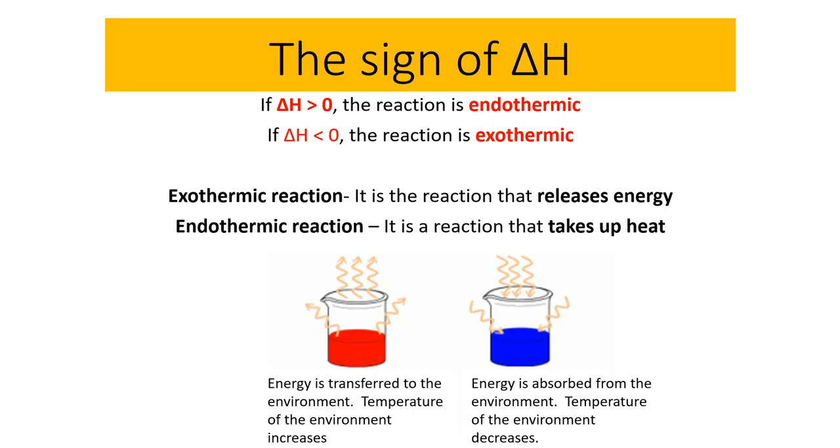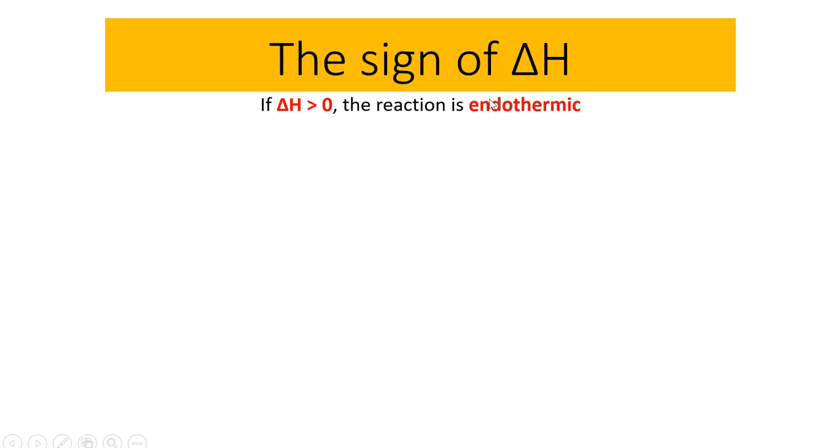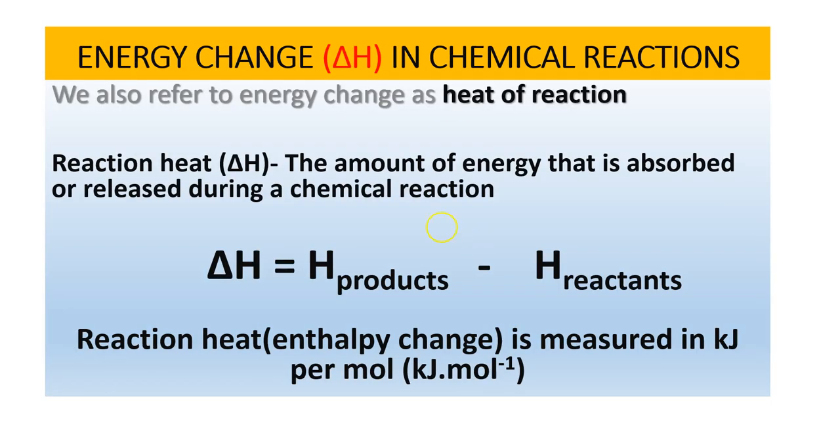takes up energy. So why is delta H positive for an endothermic reaction? Well, if the reaction took up energy, it means that the products must have more energy than the reactants. So if the products have more energy than the reactants, then the difference between these two must give me a positive number, and that is an endothermic reaction.